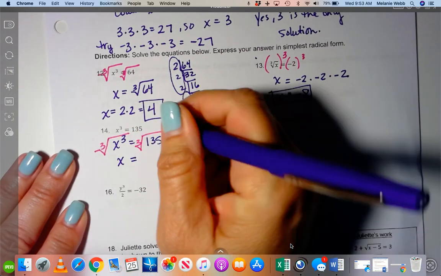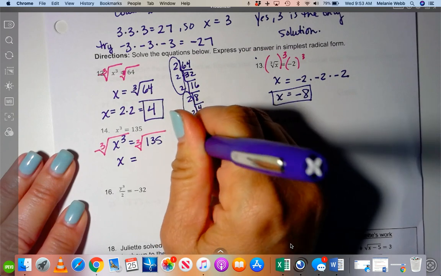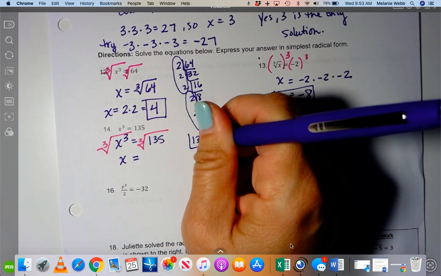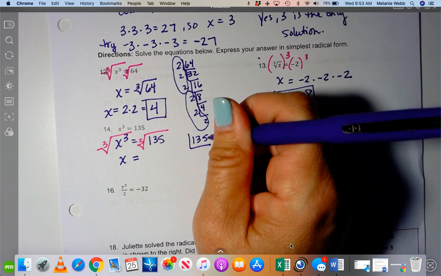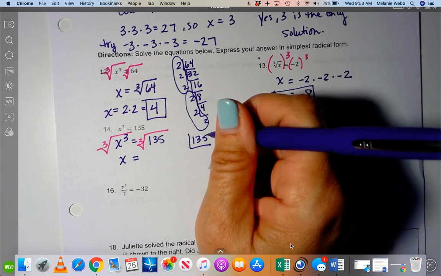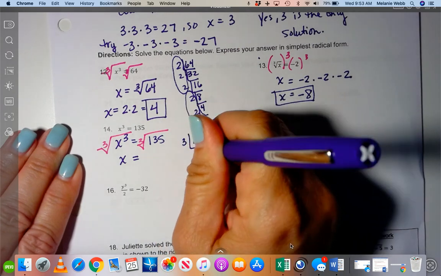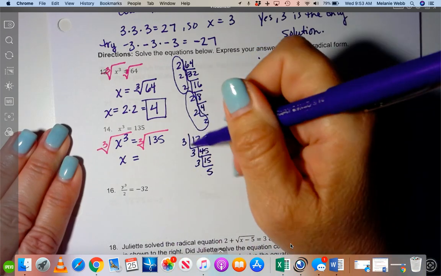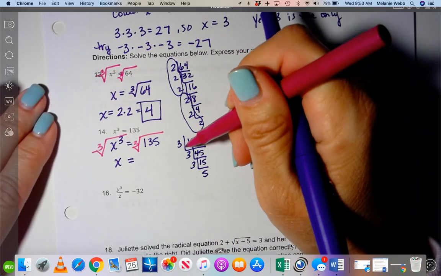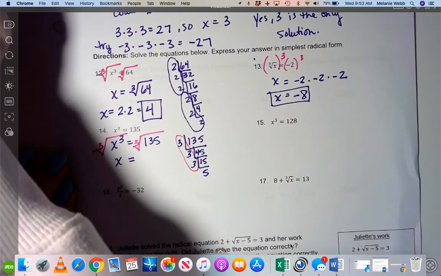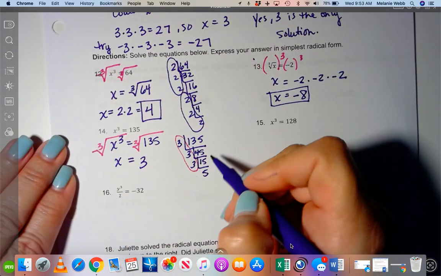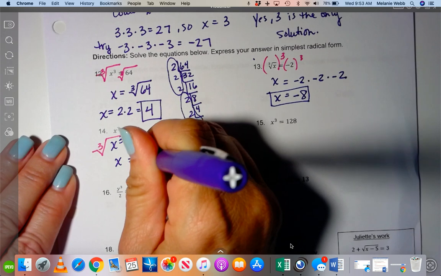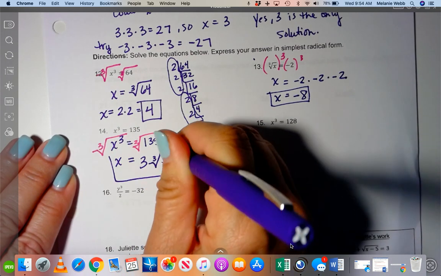Okay, let's figure out 135. Well, 1 plus 3 is 4, plus 5 is 9, which means that 3 goes into it, right? So I have 3, 45, 3 goes into that, 15, 3 goes into that, 5. I'm looking for a group of 3s, and that's what I have right here. I have a group of 3s. So I have 3 on the outside, and then this lonely 5 left in here. But I need to make sure that I still put my index in there because I have a cube root.